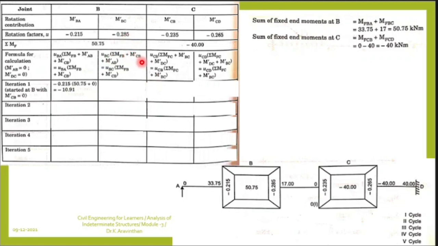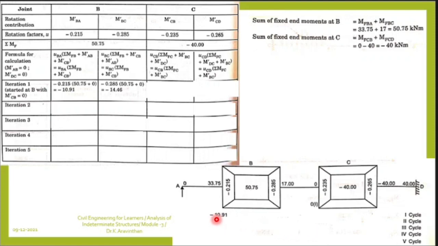To BC, that is you have minus 0.285 and M dash CB. What is M dash CB? M dash CB is here, till you have not reached this iteration step, so it will be 0 and M dash AB will also be 0 here. And you can write minus 10.9, that is the previous answer what you got here. This is the first cycle. When you get confidence here, you can eliminate this tabular column and just start with this cycle.